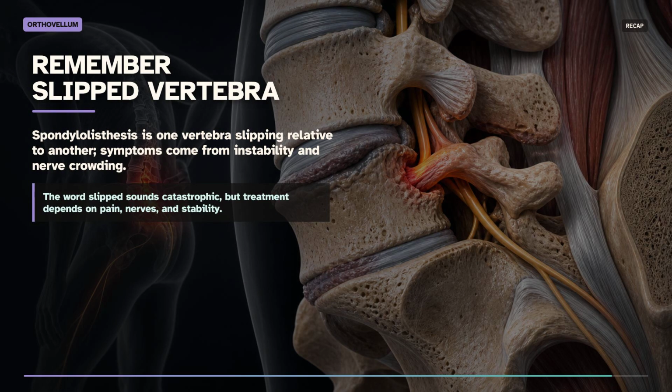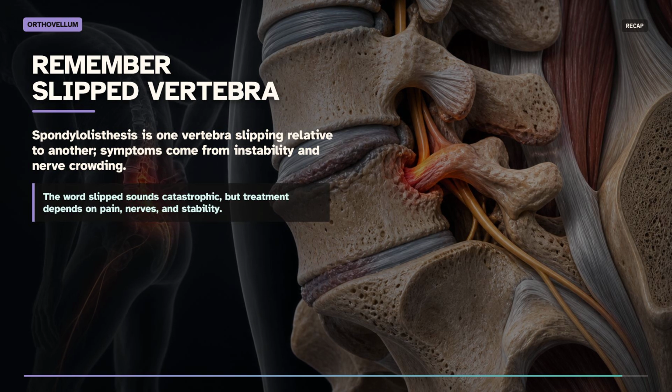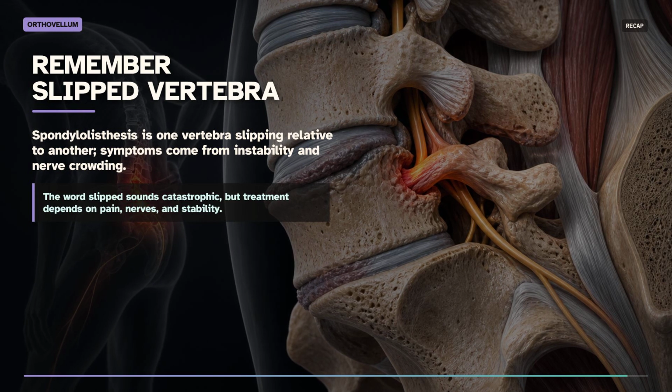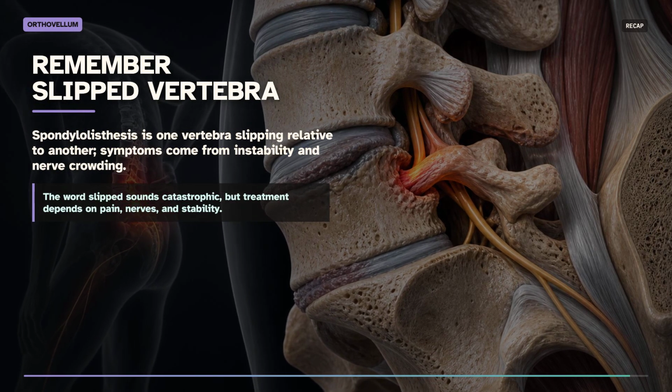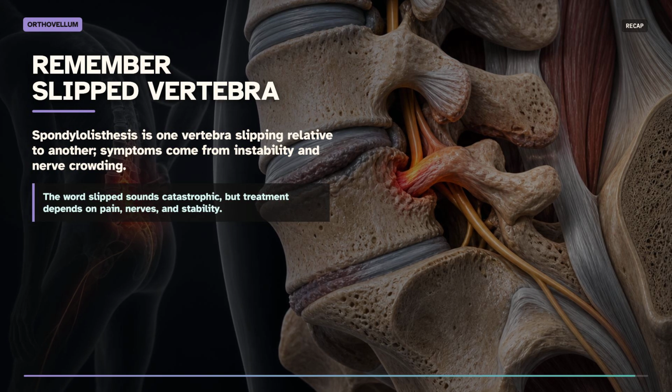The take-home model. Spondylolisthesis is one vertebra slipping relative to another. Symptoms come from instability and nerve crowding. If you remember only one thing, remember this. The word slipped sounds catastrophic, but treatment depends on pain, nerves, and stability.